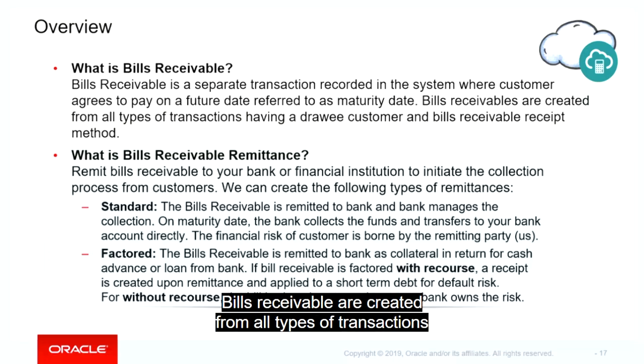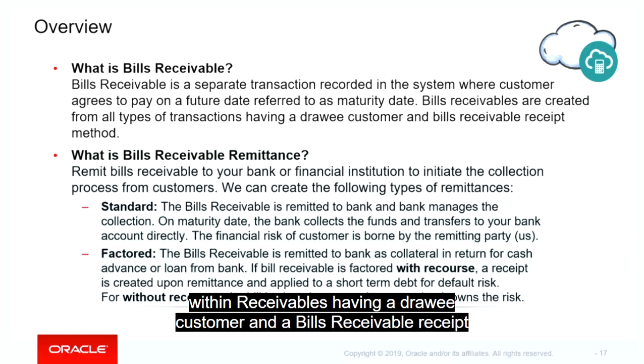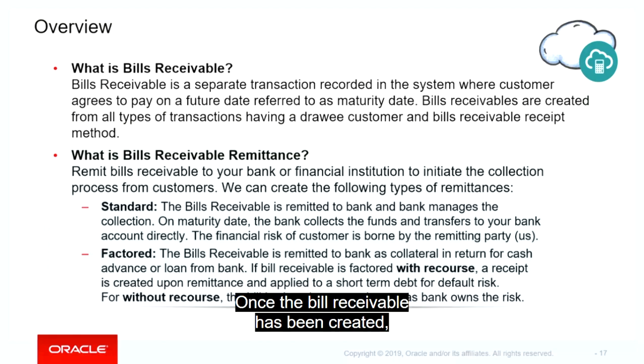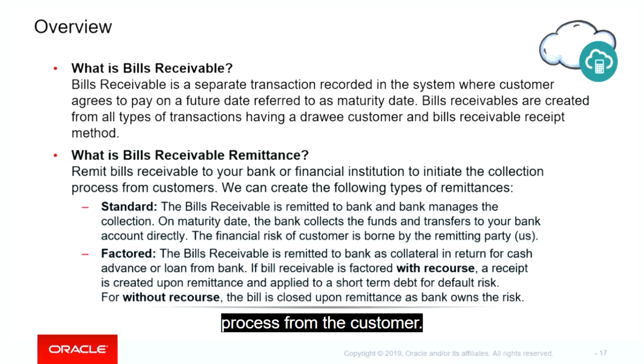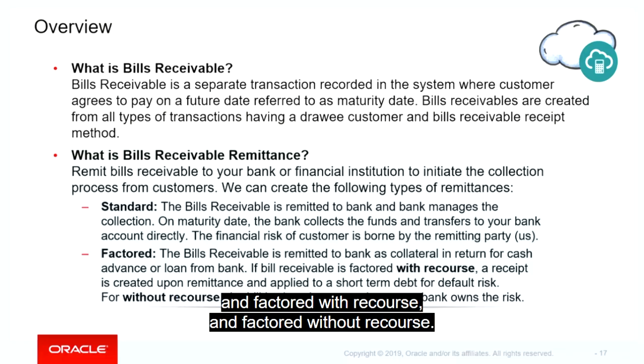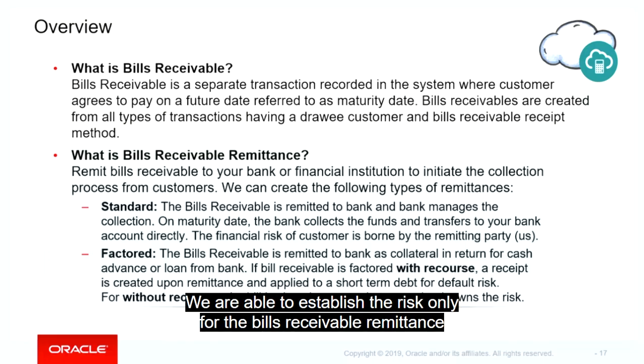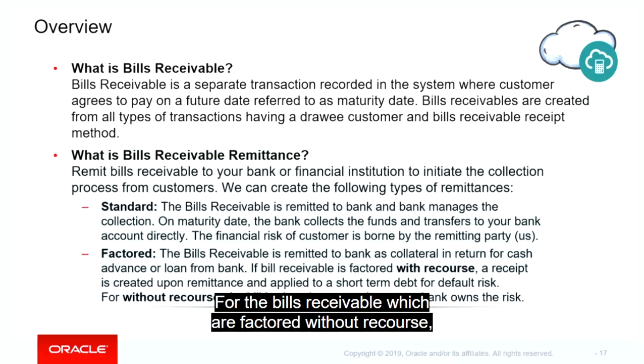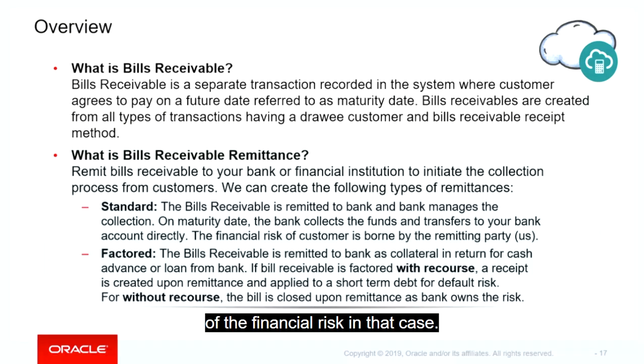Bills receivable are created from all types of transactions within receivables having a drawee customer and a bills receivable receipt method. Once the bills receivable has been created, we need to remit it to the bank to initiate the collection process from the customer. We have different types of remittances which are classified into standard and factored with recourse and factored without recourse. We are able to establish the risk only for the bills receivable remittance which are factored with recourse. For the bills receivable which are factored without recourse, the bill is closed upon remittance as the bank is the primary owner of the financial risk in that case.